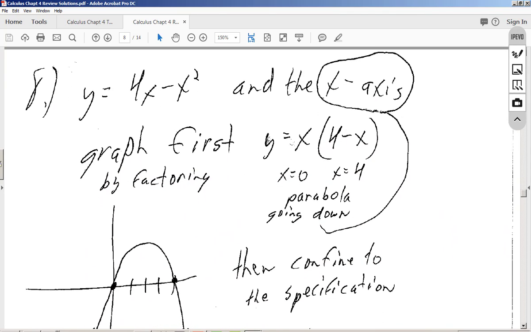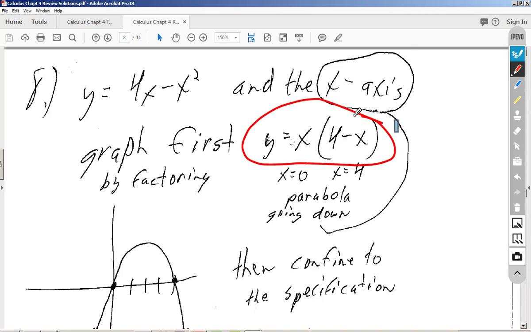Okay, on number 8, the directions say write the definite integral that represents the area of the region enclosed by y equals 4x minus x squared and the x-axis. So we're going to go ahead and graph it first. So to graph it, we're just going to go ahead and factor it. So notice, I go ahead and factor this, and when I factor it, I get y equals x times 4 minus x. So I just took out a common x, and rewrote that as x times 4 minus x. So that means that my x-intercepts are at 0 and at 4.